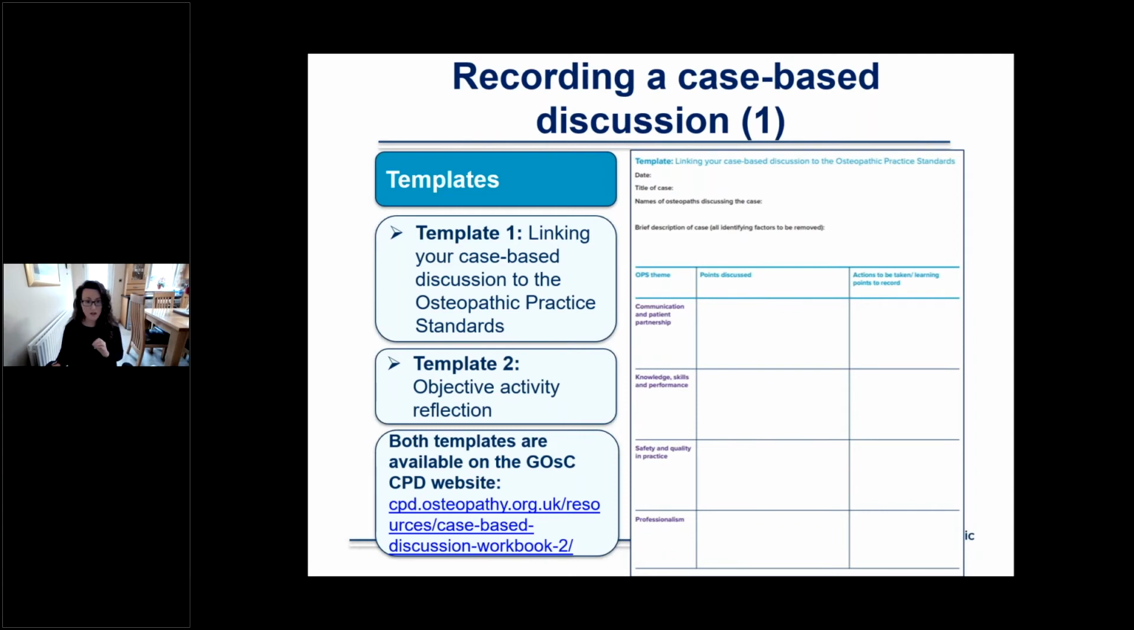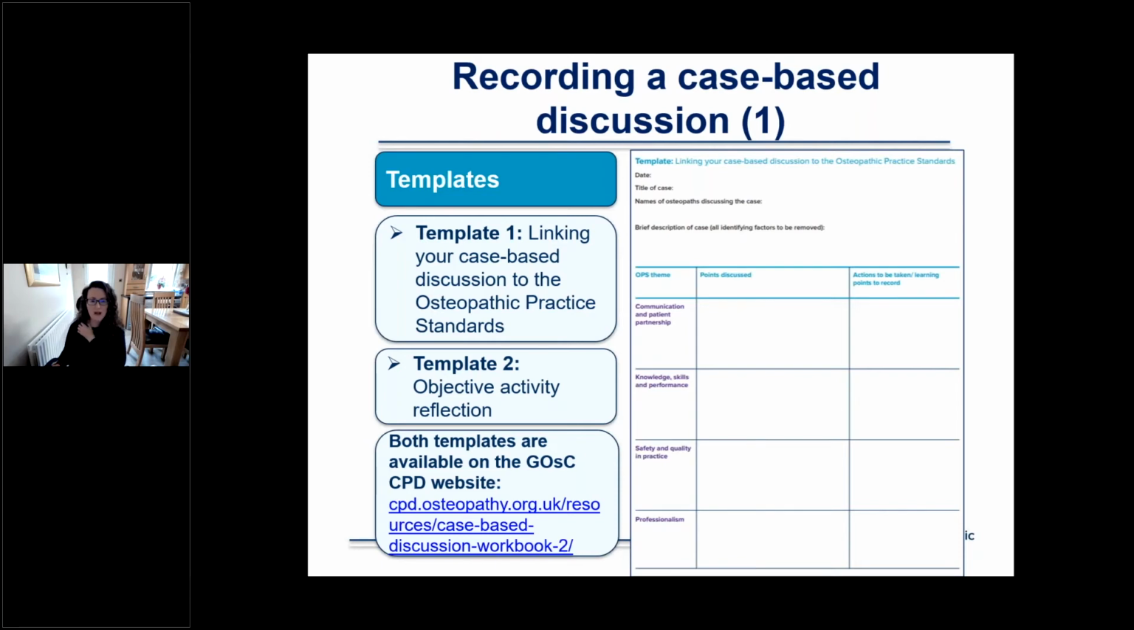And we have two templates that we've prepared that you may want to use. Now, feel free to adapt them for your needs, or if you are very much used to giving and receiving feedback, or you've developed your own way of recording it, absolutely do that. This is just an option we wanted to give you.